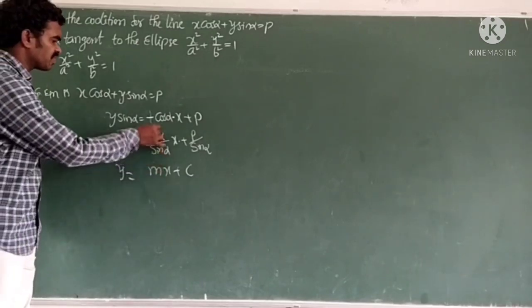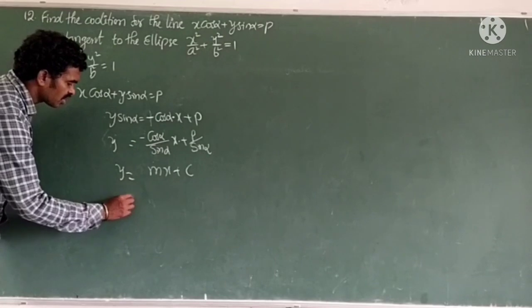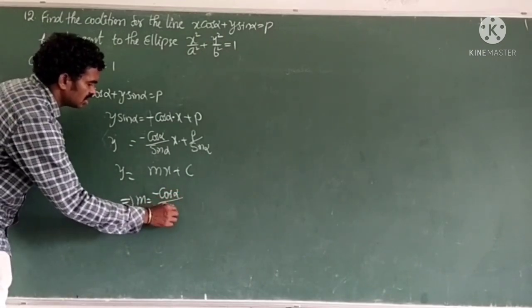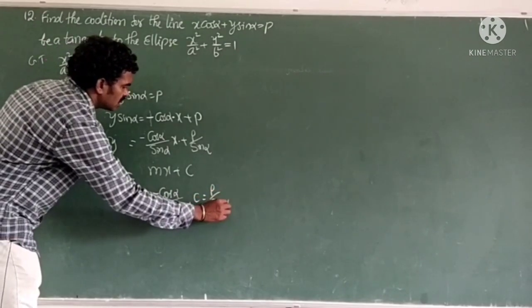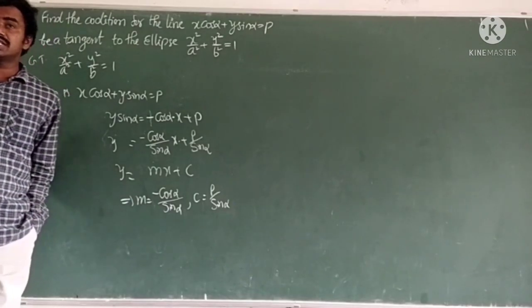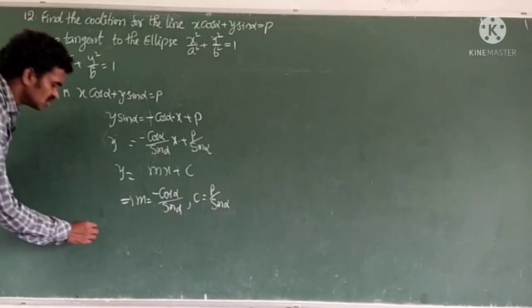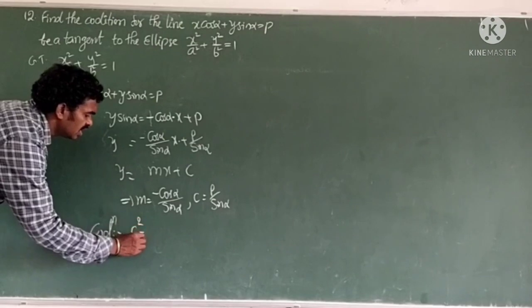Now what is m and what is c? Here m means minus cos alpha by sin alpha, and the constant c means p by sin alpha. So we got the m and c values, and we know that the condition is c square is equal to a square m square plus b square. So I am writing the condition, and I will substitute these values and simplify. We get the required condition.